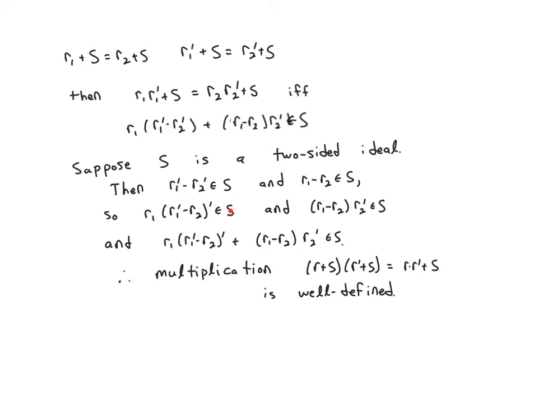And since S is an ideal, this product is also an element of S. This product is also an element in S. And since S is a subring, this sum is also an element in S. So we've satisfied this condition. And so by the previous calculation, that means these two cosets are equal. And so multiplication is actually well defined.